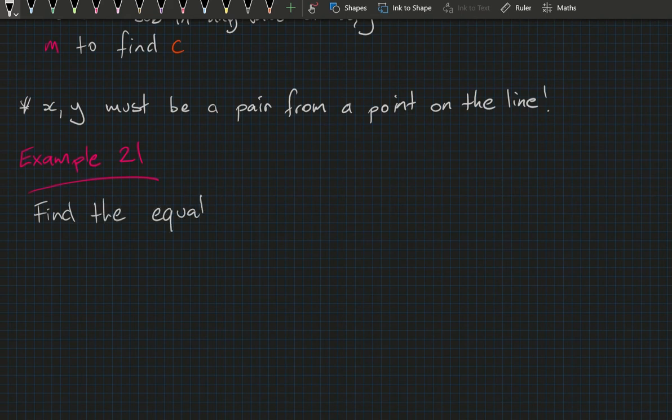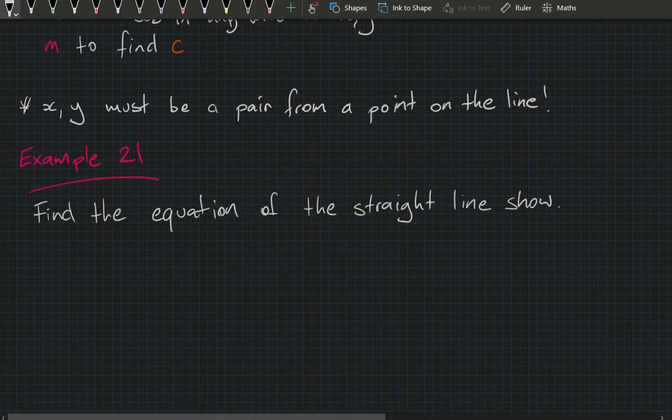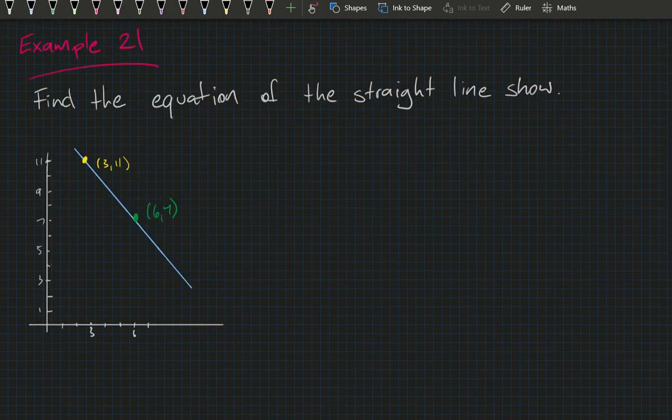So here in example 21, we're asked to find the equation of the straight line shown. And let me make that appear with a magical click. Okay, here we see the equation has 2 points marked in. The first one is (3, 11), the next one is (6, 7).